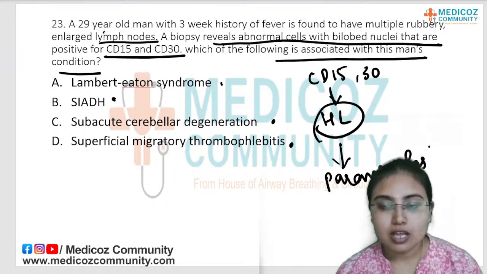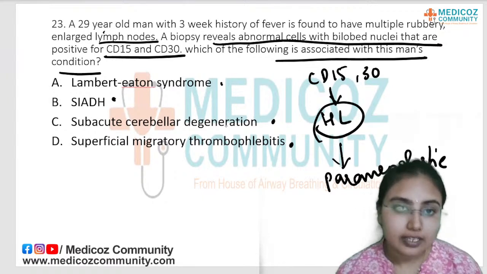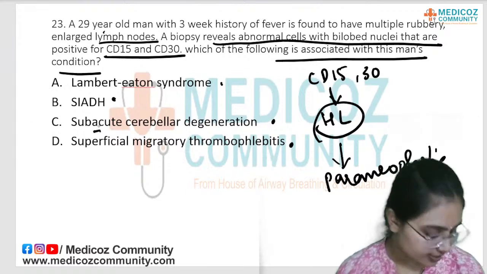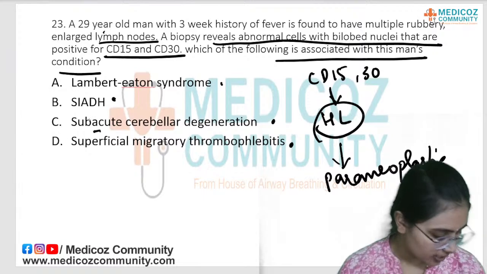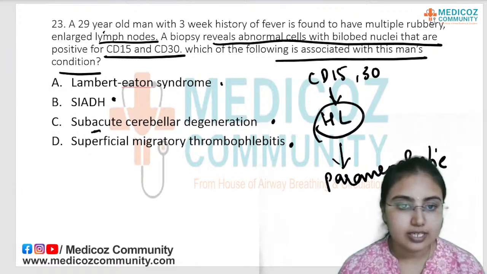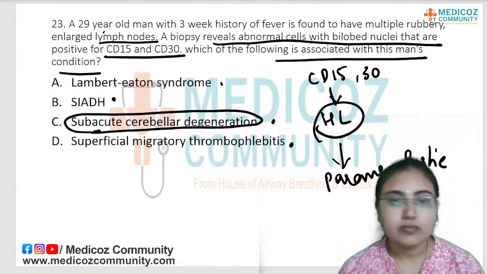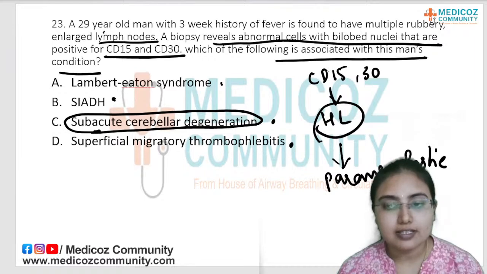So is it Lambert-Eaton or is it SIADH? So the answer here is, can you guess it? Someone guessing? Very good. I think Dhruv Kumar has guessed it right. It is subacute cerebellar degeneration. Okay. So subacute cerebellar degeneration is the answer here.